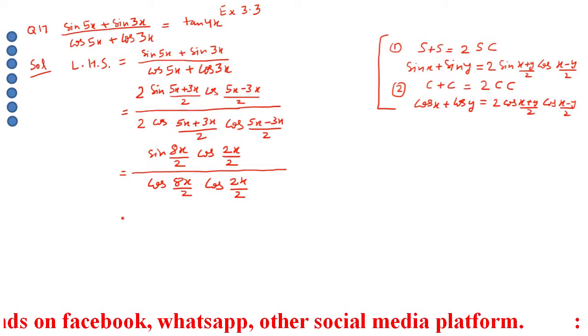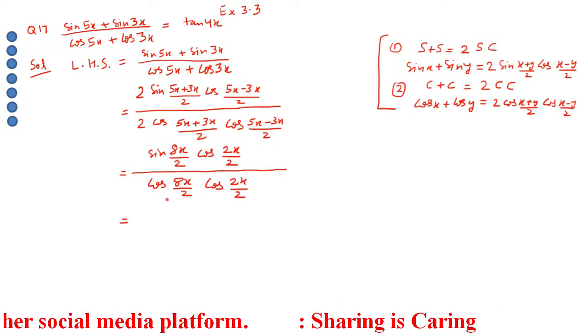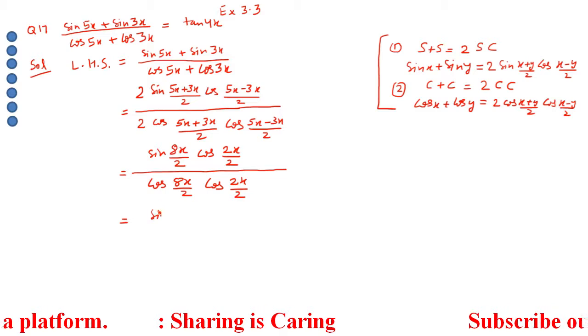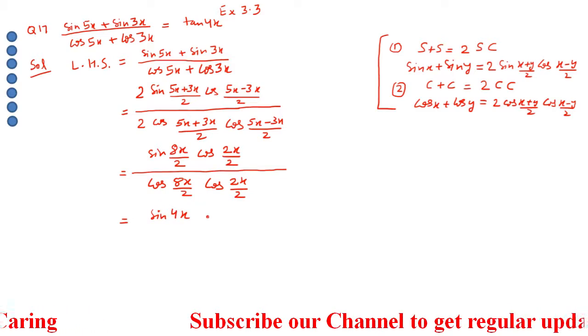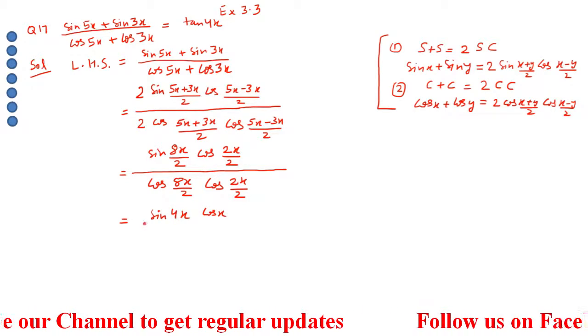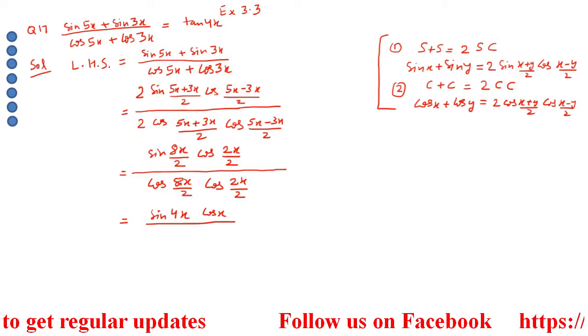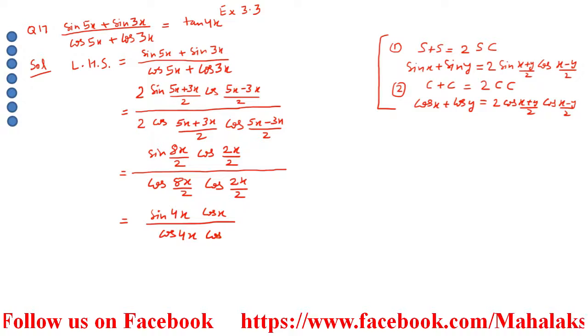Now we'll divide the angles. Sine as it is, 8x upon 2x is 4x. So we'll get here sine 4x. Now 2x and 2 divided by, so we will get only x. So we write here cos x. After dividing we get cos 4x and then only cos x.